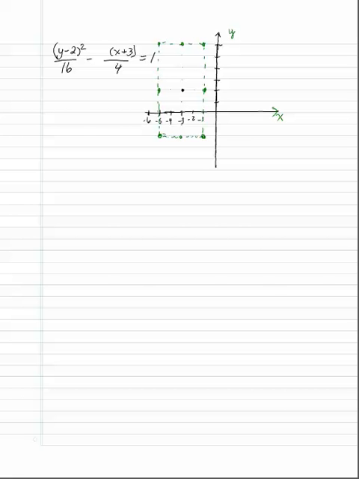Draw my asymptotes. So this one is y minus 2 equals 2 times x plus 3. I'm going to do this asymptote, which gets me that one: y minus 2 equals negative 2 times x plus 3.